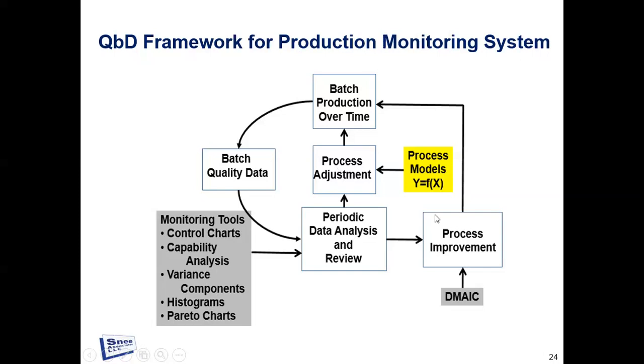So what that says is, over on the right-hand side now, we need to move into a process improvement phase using the DMAIC model. We'll talk about that in a moment. So they do the process improvements, which lead to improvements to the batch production. Now, this is a high-level schematic. There's lots to go along with it, but that gets out right in front of you on one page what a framework for production monitoring system might look like, and utilize quality by design thinking.